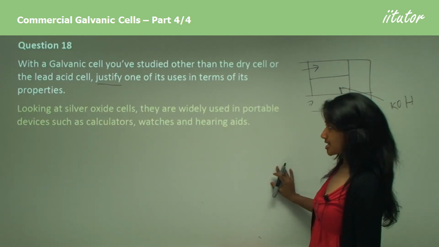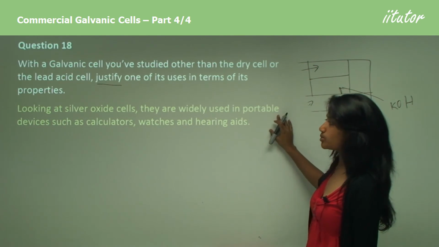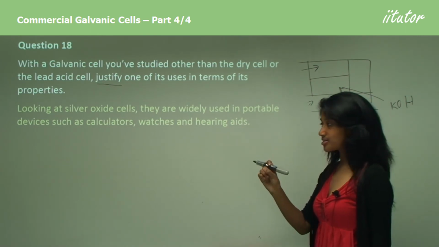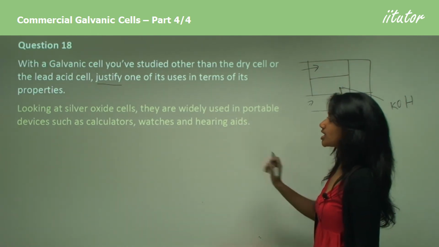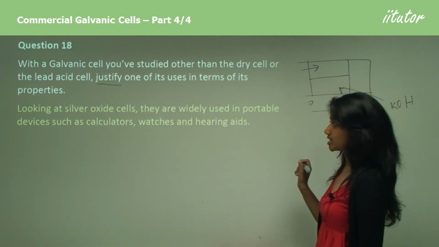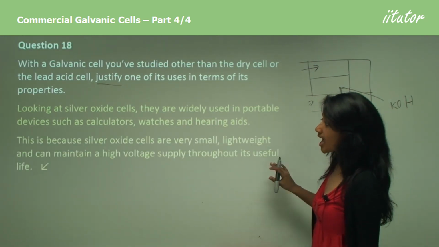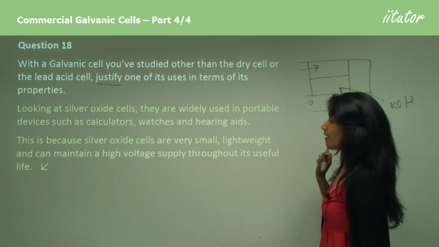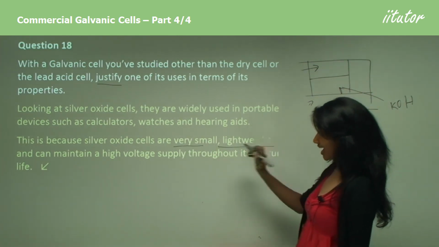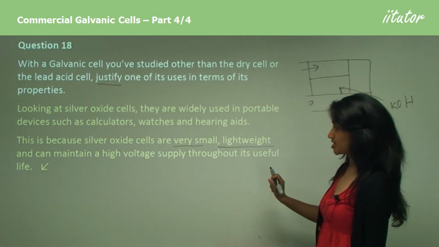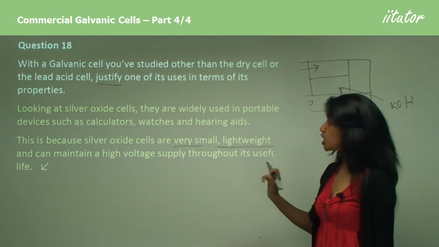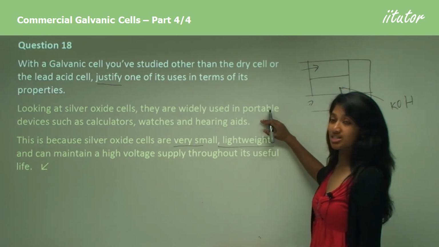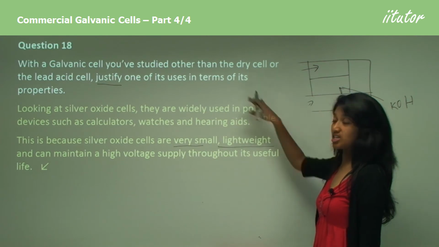Looking at the silver oxide cell, they are widely used in portable devices such as calculators, watches and hearing aids. So you know the little button cell that we learned as silver oxide cells, they're used for calculators, watches and hearing aids. Now comes the justification. As a justification, you would start off with, this is because silver oxide cells are very small, lightweight and can maintain a high voltage supply throughout its useful life. So these are properties of the silver oxide cell, which correspond to its uses, and that's how you would justify its use.